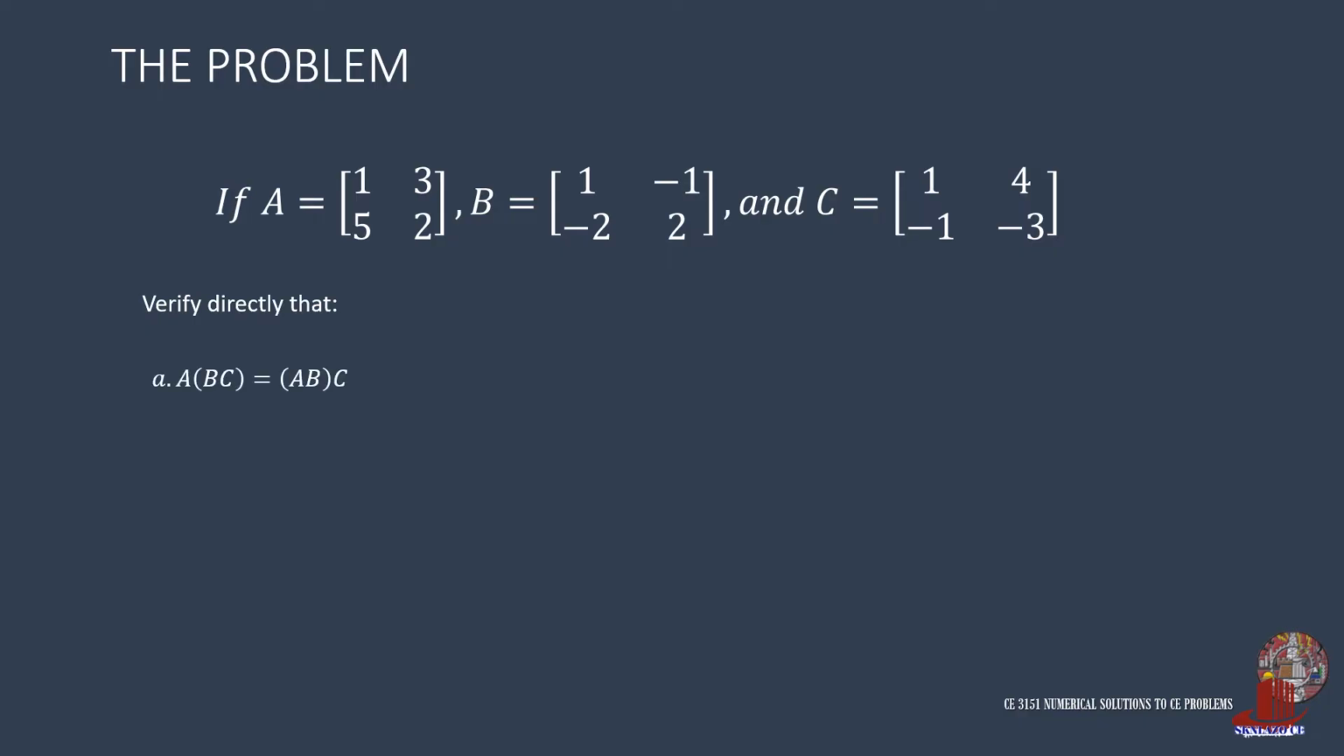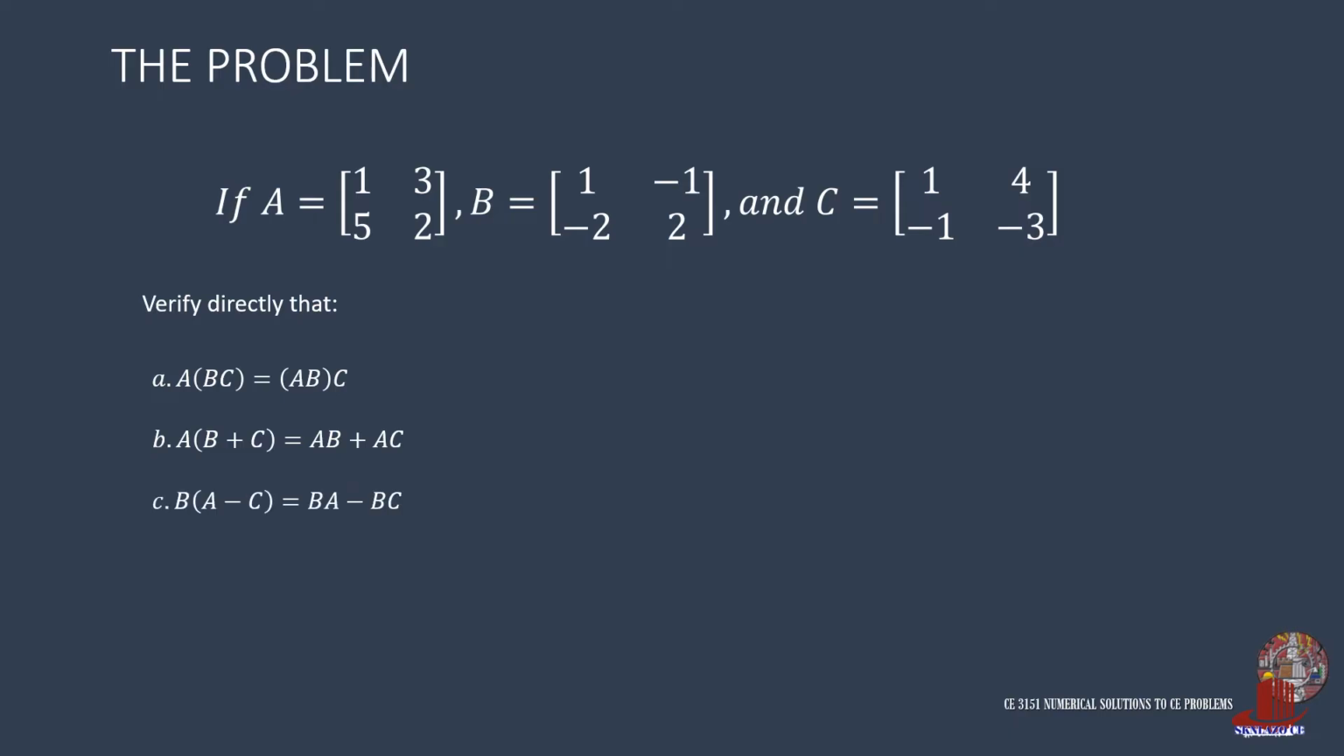A is to check the associative property of multiplying matrices, verified by matrix A multiplied by matrix BC, and this should be equal to matrix AB times matrix C. The second requirement is to have matrix A multiplied by the sum of matrices B and C, and this should be equal when we distribute matrix A to both matrices B and C.